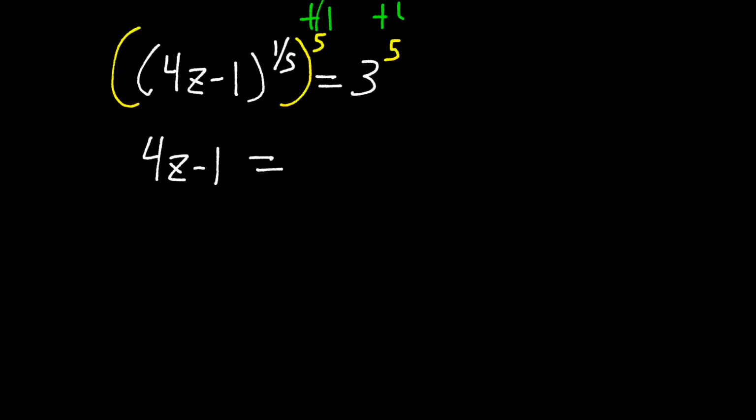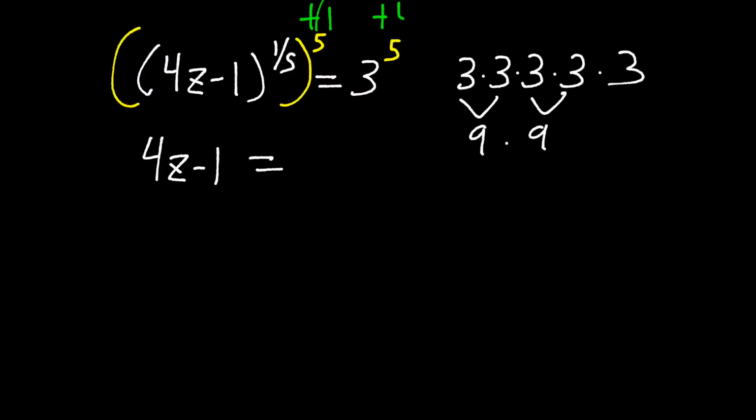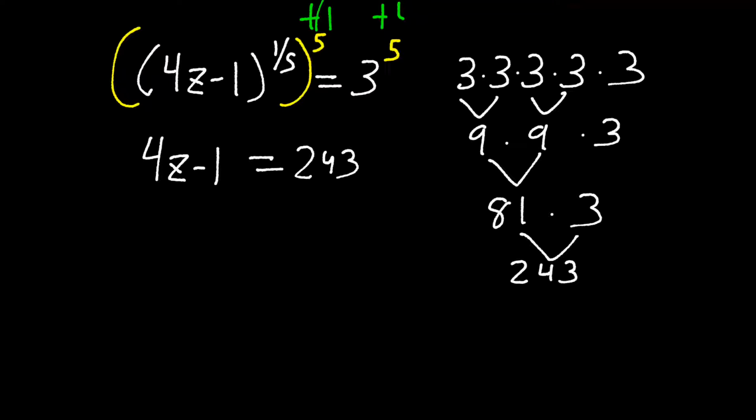3 to the 5th, which is 3 times 3 times 3 times 3 times 3. And if you don't have a calculator, well, 3 times 3 is 9, 3 times 3 is 9, and then we've got a 3 over there. 9 times 9 is 81 times 3, and then we can finally get it down to 243. So 3 to the 5th gives us 243.